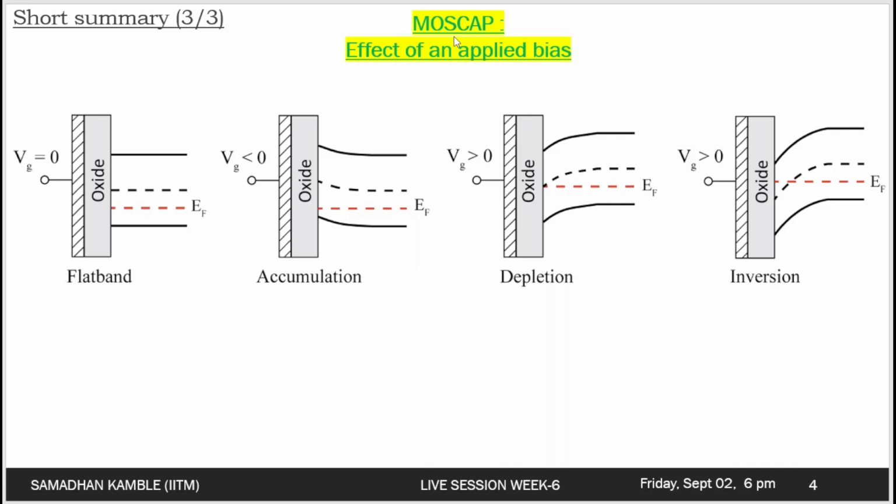So that is also an assumption, so that zero current is flowing through it. And also there are other assumptions, like the semiconductor is uniformly doped and so on. So we consider the effect of the applied bias on the MOS capacitor, and we saw there are 4 different configurations that are possible depending upon the applied bias.